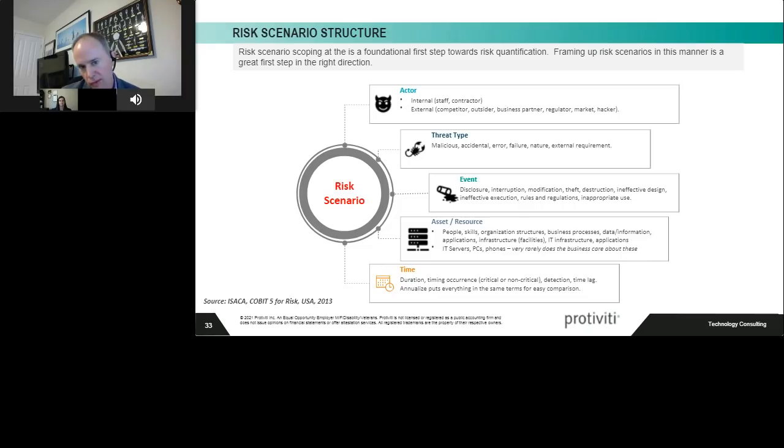Also, things to consider are how quickly can we detect things, time lag to detection, and annualization or annualizing these, which we do within FAIR, puts everything in the same terms so we can easily compare risks to one another. And that's really critical. If it's a $10 million risk per year, that's a very big difference than if it's a $10 million risk once over 100 years. So that's implicit in the methodology itself. But traditionally, we don't consider these things.